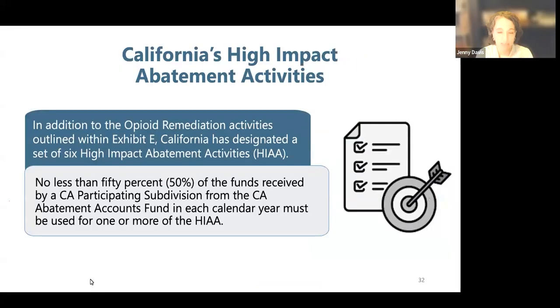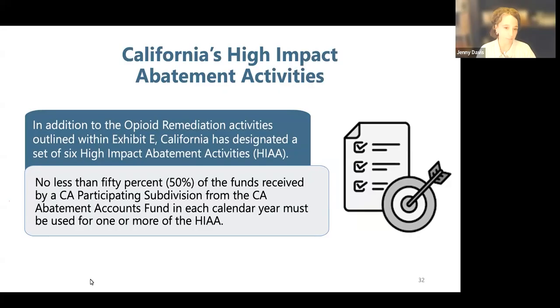Okay, California's high impact abatement activities. I'm realizing we probably should have put this a little bit earlier with how much we talk about it. It's not particularly tricky to comprehend, but when you get into the reporting and how to think about the 50% requirement, it can get a little complicated. We're here to help. Reach out if you need any assistance.